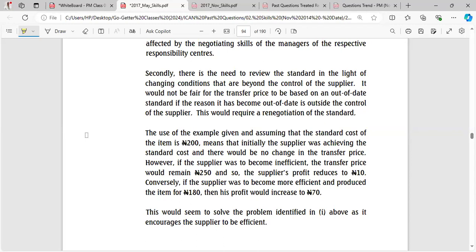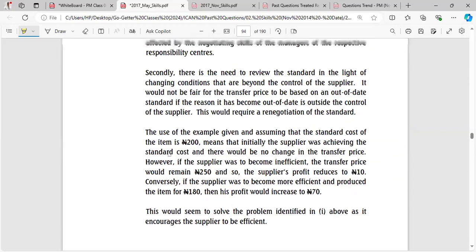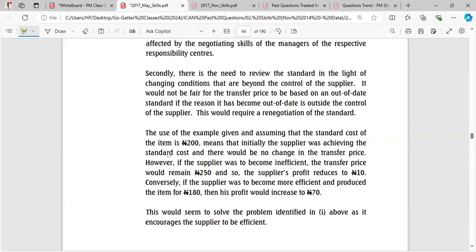Conversely, if the supplier was to become more efficient and produce the item for 180 naira, then his profit will be reduced to 70 naira. This will seem to solve the problem identified in number 1 above, as it encourages the supplier to be efficient. Now you will understand this when you are doing transfer price.